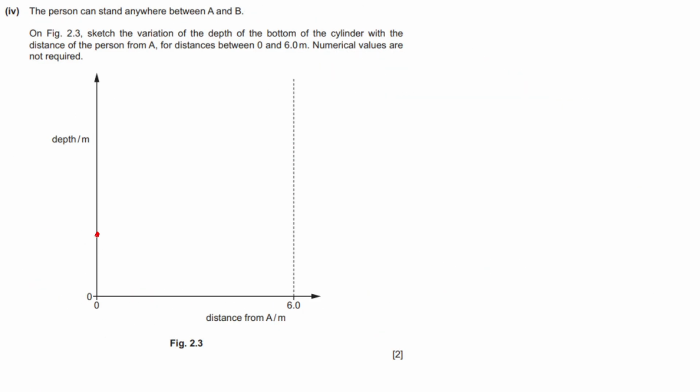So we can go ahead and draw it. The y-intercept exists because even if there's no person on there, there is still a force exerted on the cylinder. So that is just the minimum amount of depth that the cylinder can take, basically.